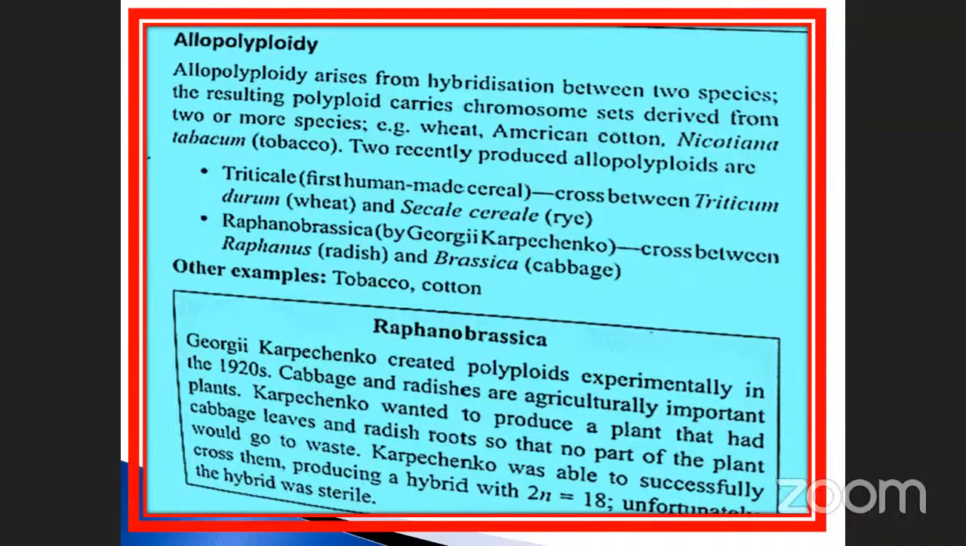Examples: wheat, American cotton, Nicotiana tabacum. Tobacco's botanical name is Nicotiana tabacum. Two recently produced allopolyploids are, note it down, my dear students, this is very, very important: triticale.